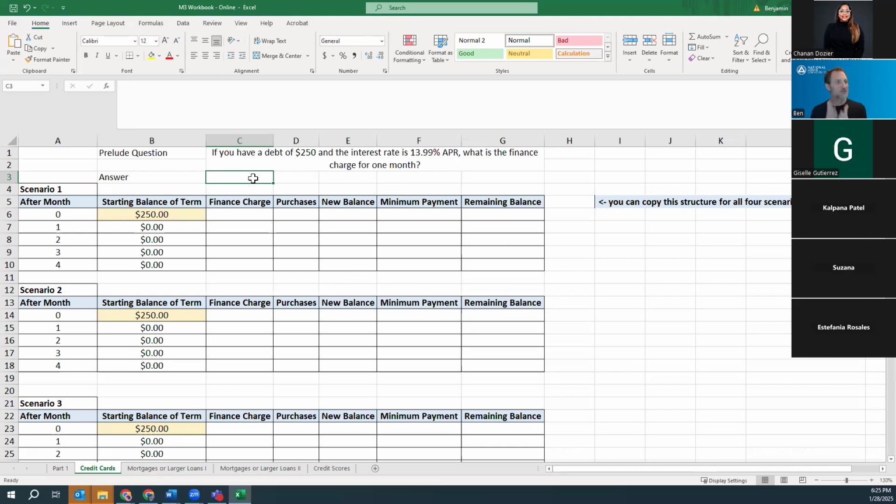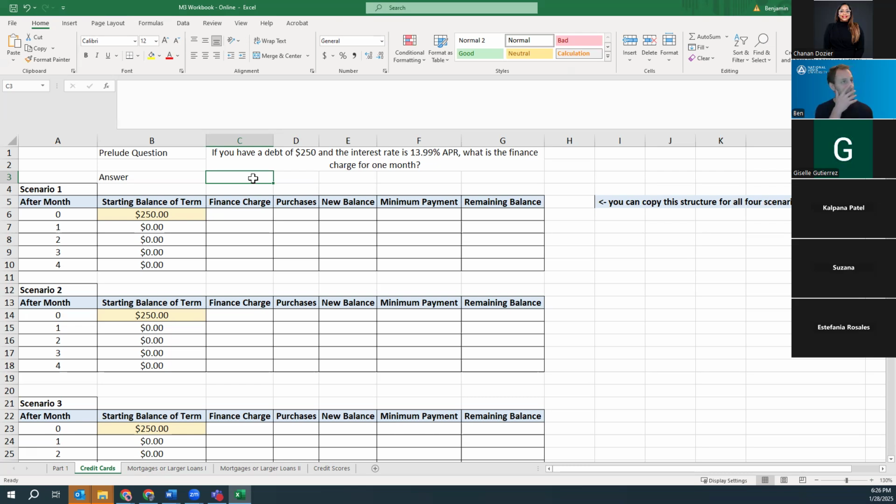Okay. So how are we going to find the interest charged? We got this $250 debt. We got an interest rate of 13.99%. How do we put those together to get the fee, the interest, the finance charge? So I started with the payment. No, we're not ready for the payment. We just want to know we owe this much money. We got this interest rate.